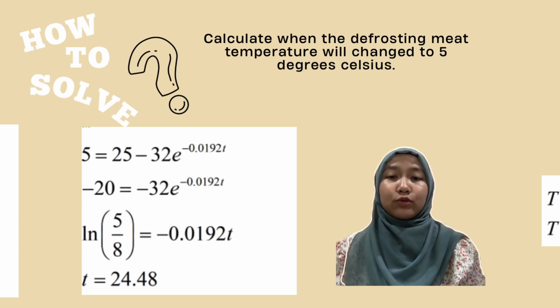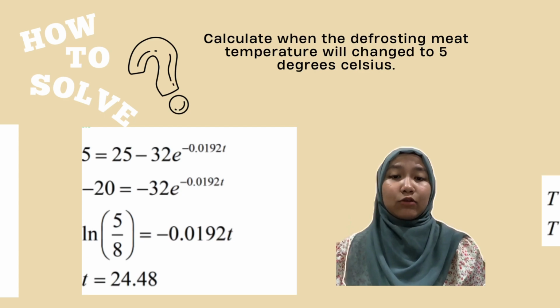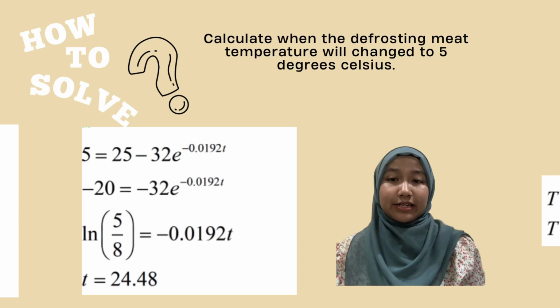By using the third condition, which is T equals 5, we substitute the value of capital T into the equation. We get 5 equals 25 minus 32e^(-0.0192t). We calculate until the final answer, and we get t equals 24.48 minutes. This is the answer for problem 1.